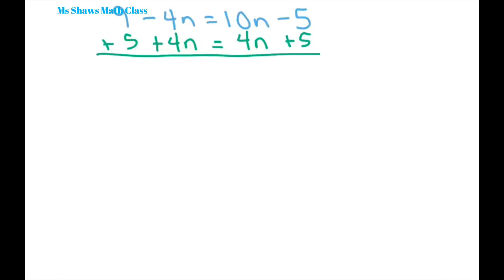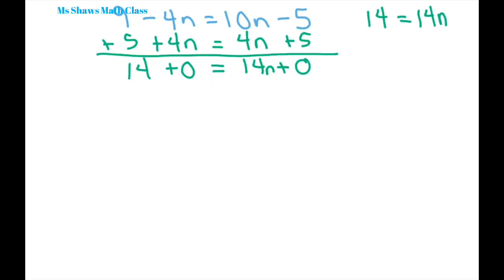All right. So going from left to right, we have 14 plus 0 equals 14n plus 0. Using your 0 property of arithmetic, you get 14 equals 14n. You can tell right away that n has to be 1, but using your division property of arithmetic, you get 1 equals n. We write this like that.